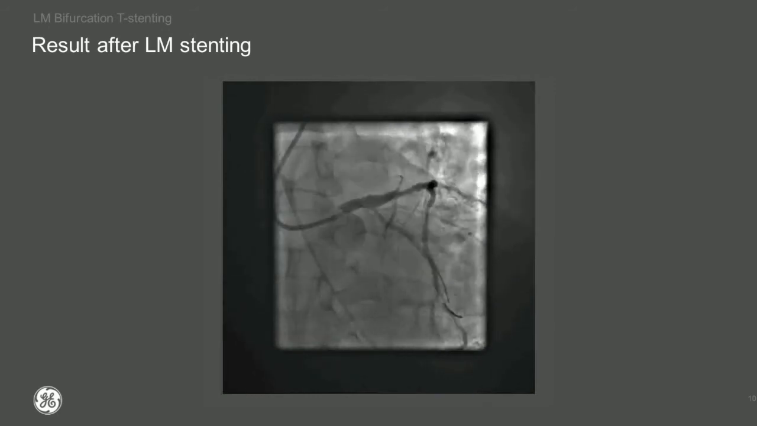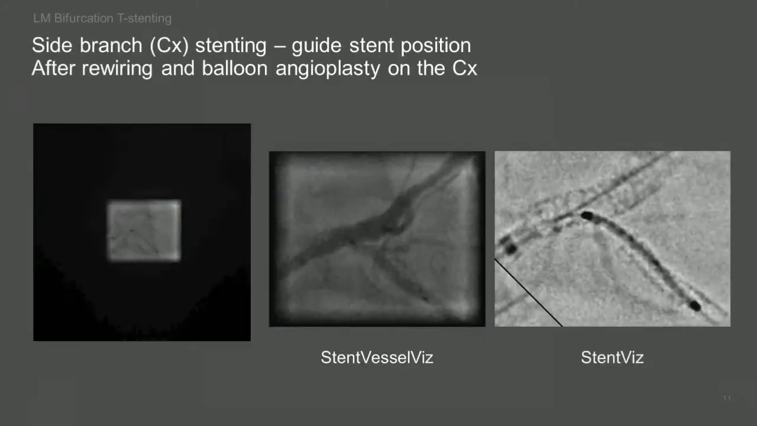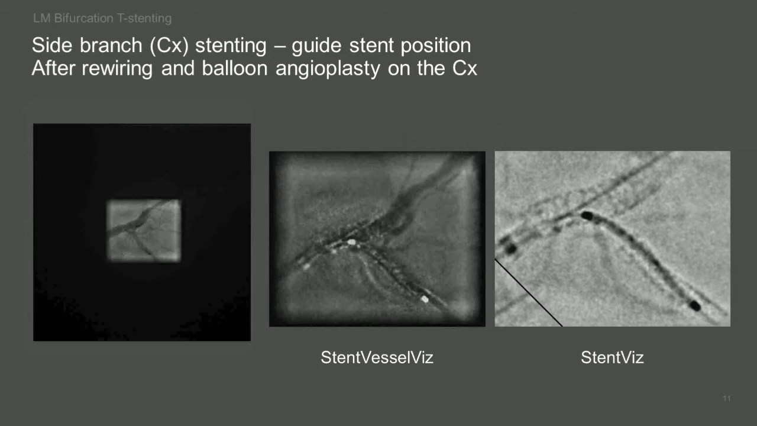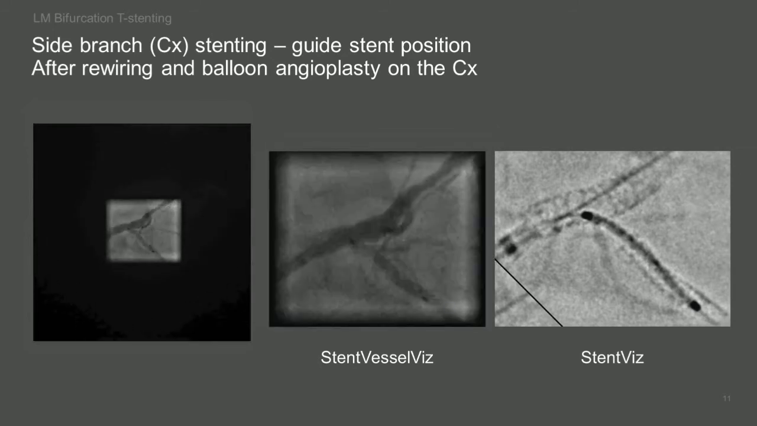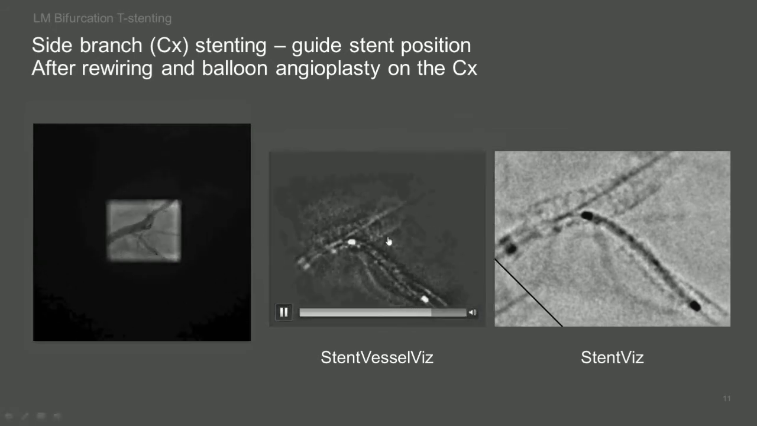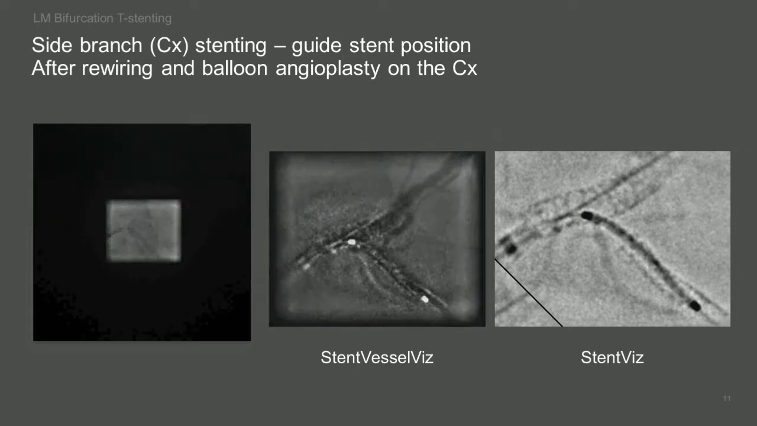After this step, you can clearly see that we have a plaque shifting on the circumflex. So the next step of this bifurcation PCI is to rewire the circumflex, open the strut with a balloon, and then put inside the circumflex the second stent to make a T or a TAP. It depends on the angulation of the side branch.